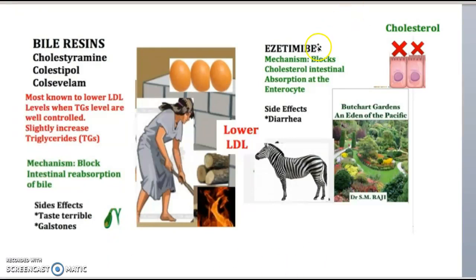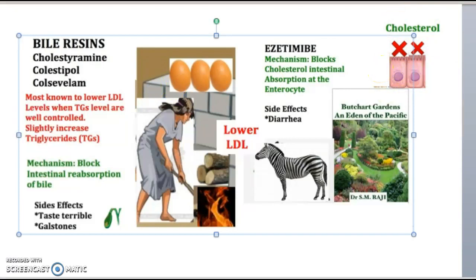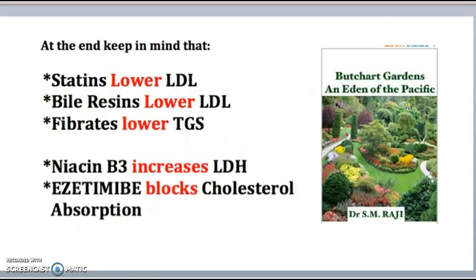So ezetimibe, the mechanism blocks cholesterol intestinal absorption at the enterocyte, and the side effects are diarrhea. Don't forget, as the little diagram here shows, it blocks cholesterol intestinal absorption. So don't forget that. Alright, so just a quick reminder to wrap up the video, a quick summary.